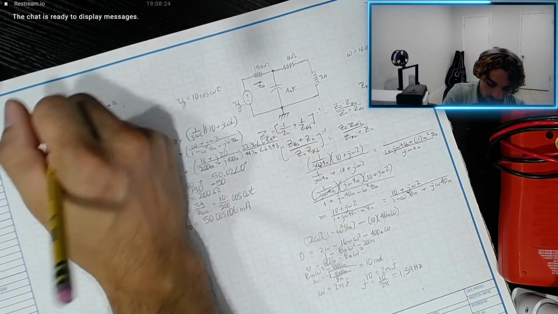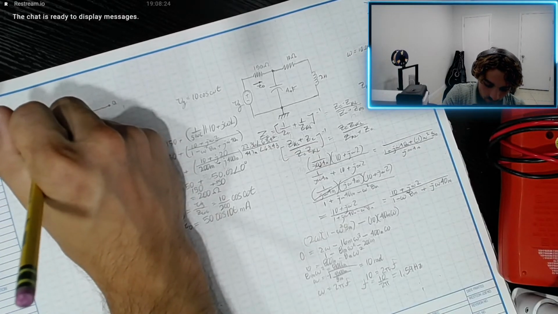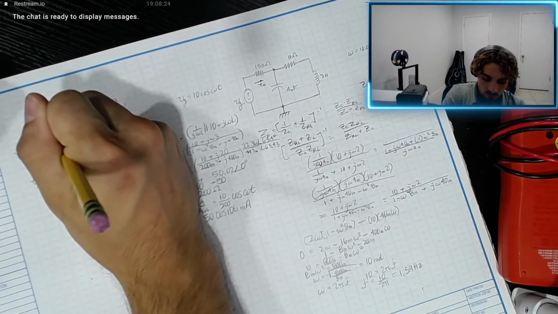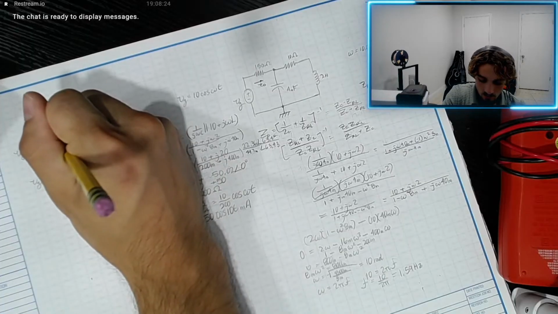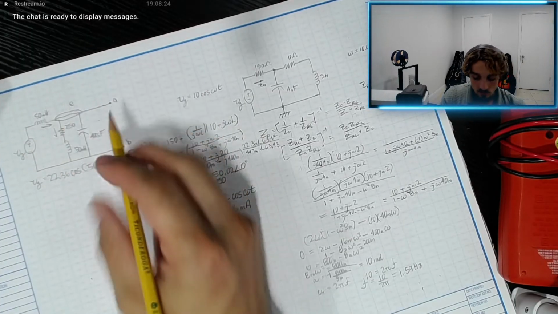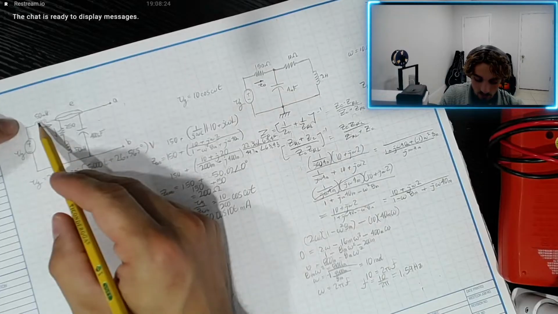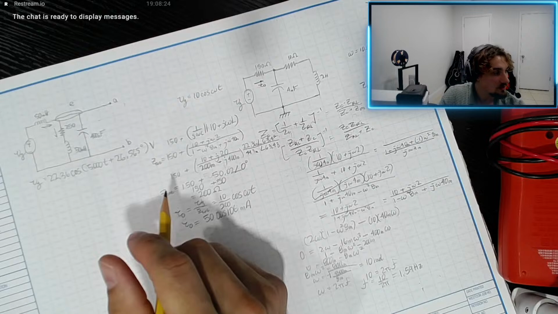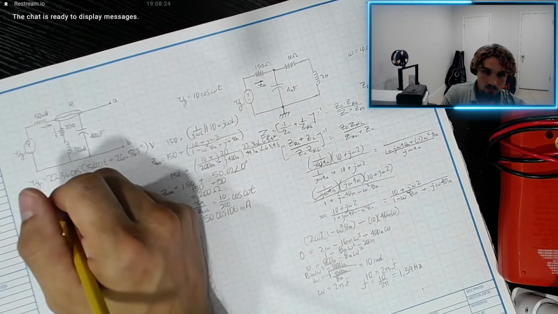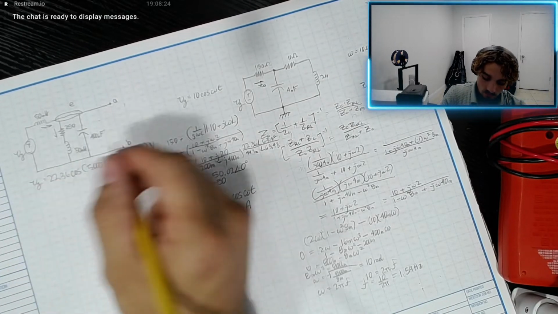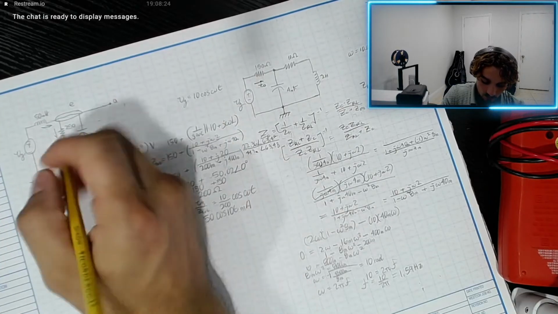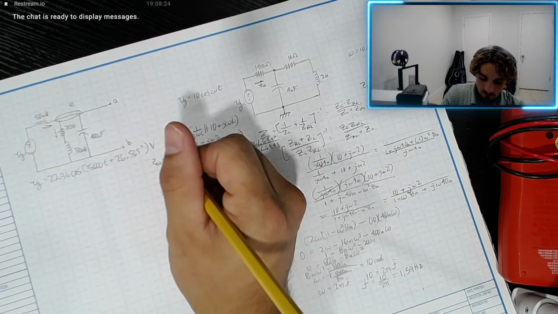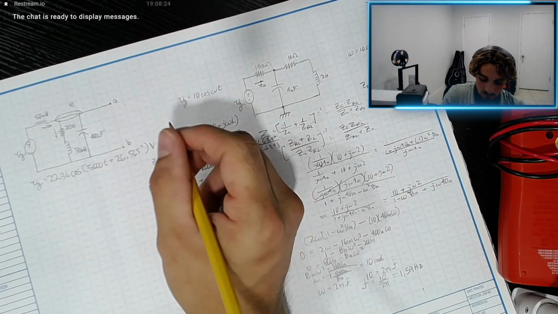Alright, so we have... wait, now let's not do that. So we got this and this. We are simply going to add these two in parallel and then this one in series. Everybody see that? Yeah, okay. This is where it goes. VG: 22.36 cosine 5,000t plus 26.565.